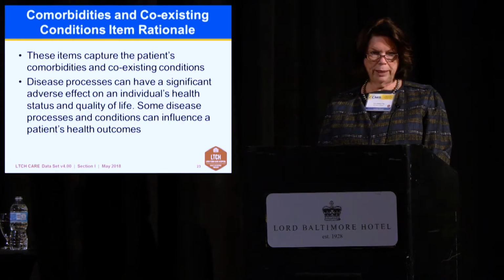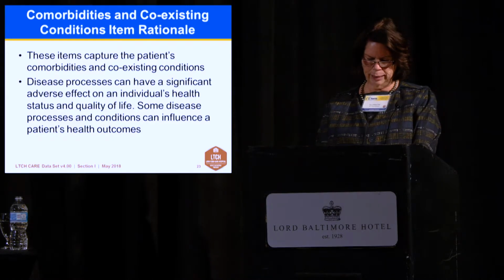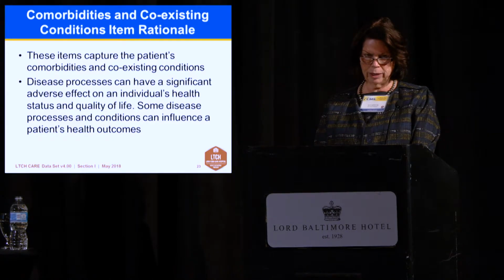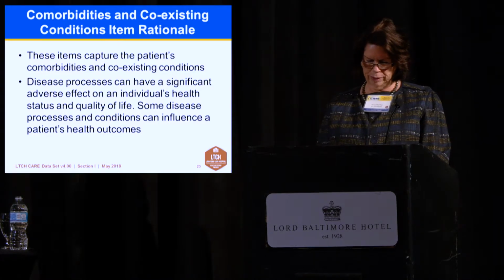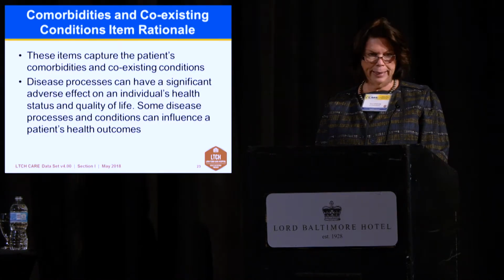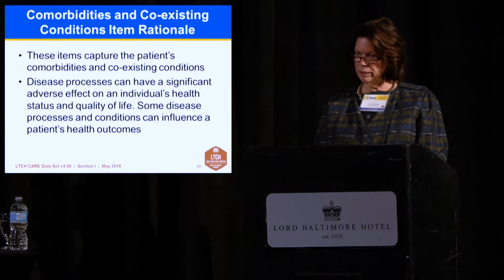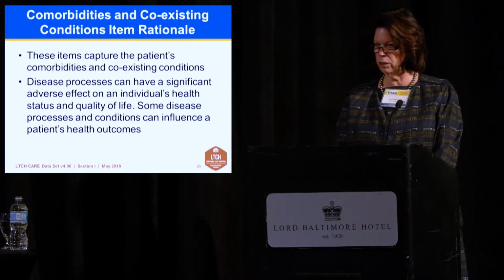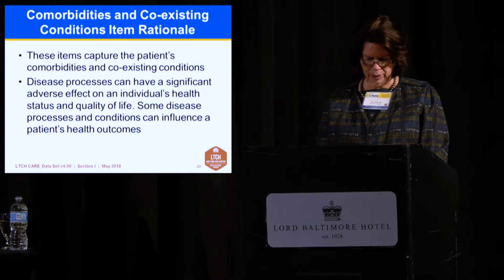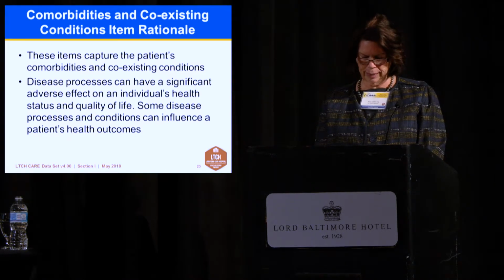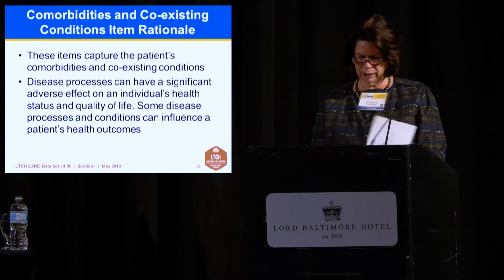The comorbidities and coexisting conditions item rationale: as previously stated, they capture the patient's comorbidities and coexisting conditions. And as you know, disease processes can have a significant adverse effect on an individual's health status and quality of life, and these disease processes and conditions can influence a patient's health outcomes.